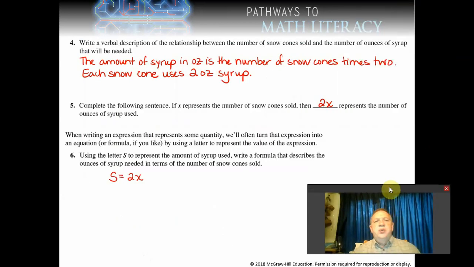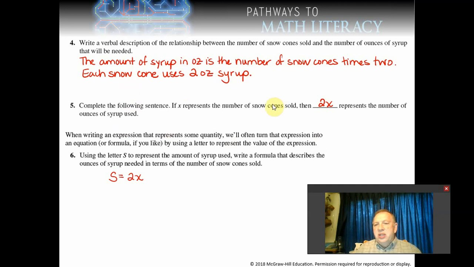Now write a verbal description of the relationship between the number of snow cones sold and the number of ounces of syrup that were needed. The amount of syrup in ounces is the number of snow cones times 2. Each snow cone uses 2 ounces of syrup, so 2 ounces of syrup per snow cone. Those are the rates that we're going to use.